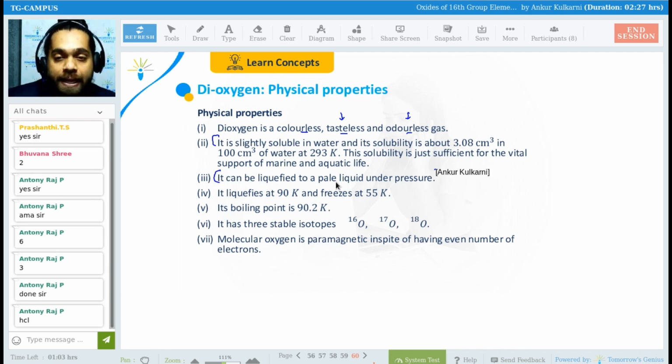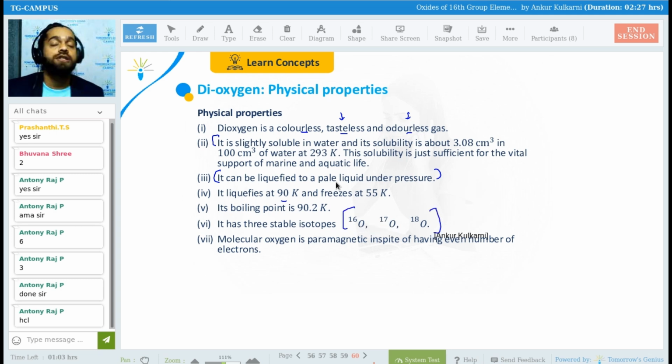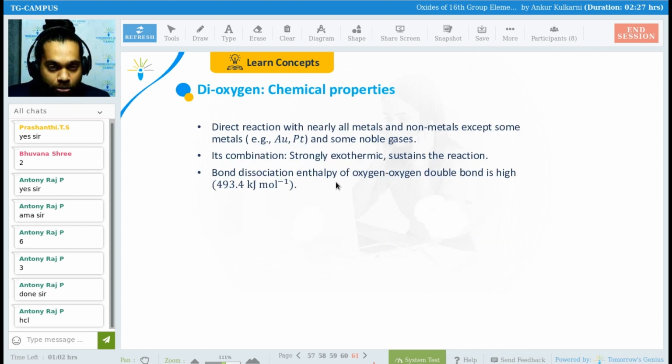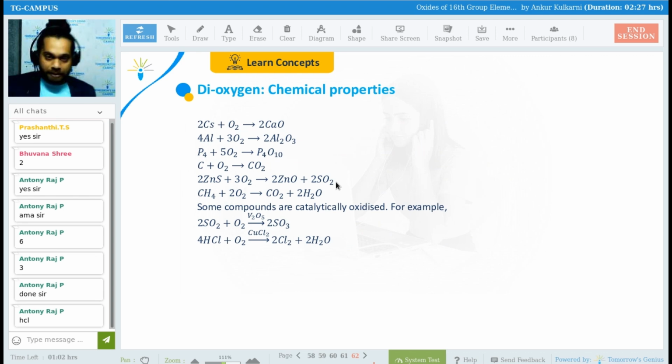It can be liquefied to a pale liquid under pressure. It liquefies at 90 Kelvin. Obviously it is a gas, so you have to decrease the temperature to liquefy it. It has three stable isotopes: oxygen 16, oxygen 17, oxygen 18. Is it clear, everyone? It is slightly soluble and it is paramagnetic. It forms oxides, strongly exothermic. Not required.